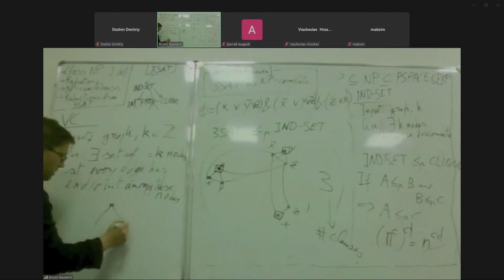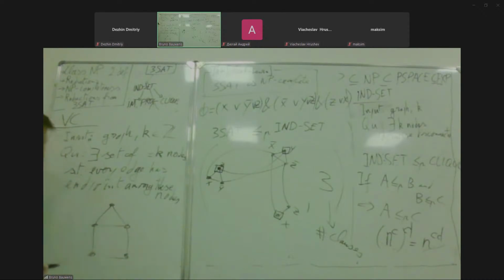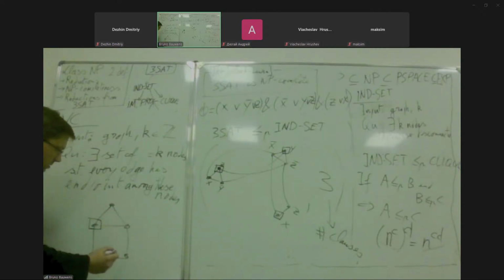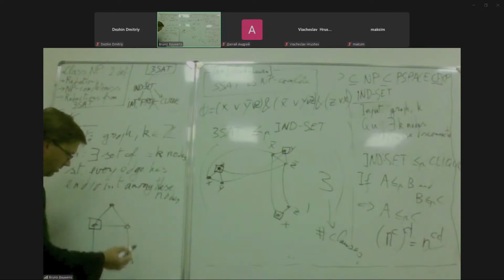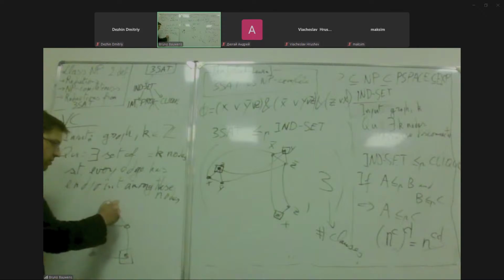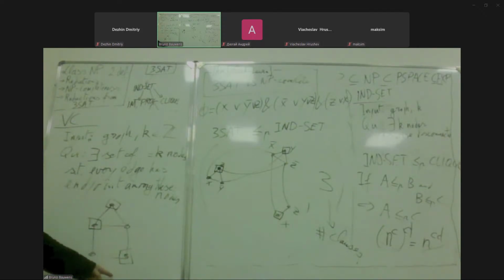Let us do an example. So this one has a vertex cover of size 3. Because we can select this one and this one. Now one edge is not covered yet. This one is not covered yet. So we need to select one of these, for example. So the vertex cover has a set of size 3.